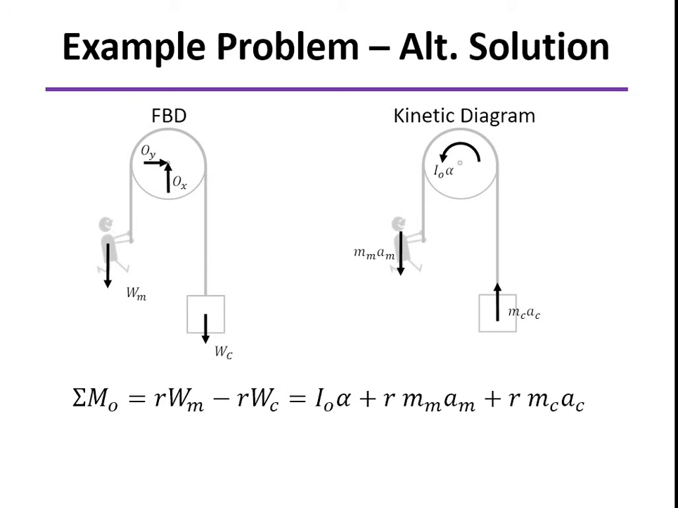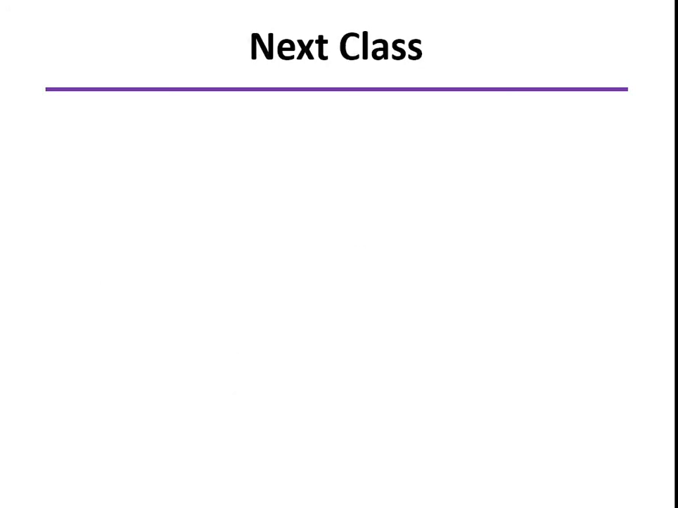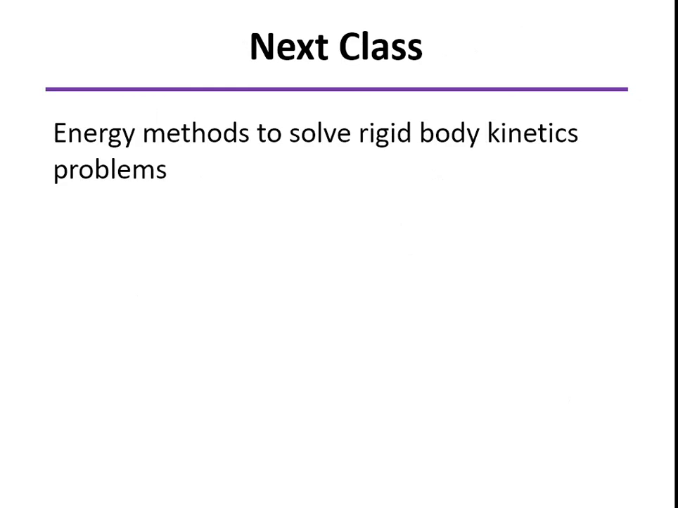So because of the fact that we know there's a relationship between alpha, the acceleration of the man, and the acceleration of the crate, we can solve for alpha directly from this one equation. Now when we go to the next class, we're going to use energy methods for the next couple of classes to be able to solve some of these problems.